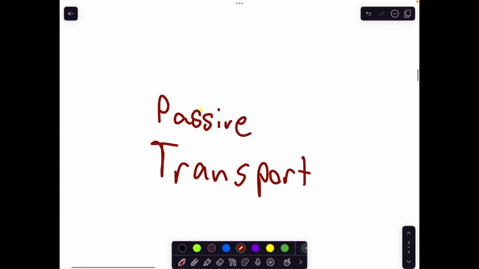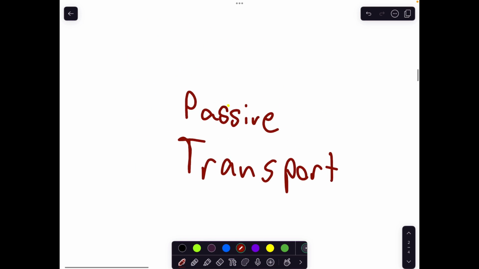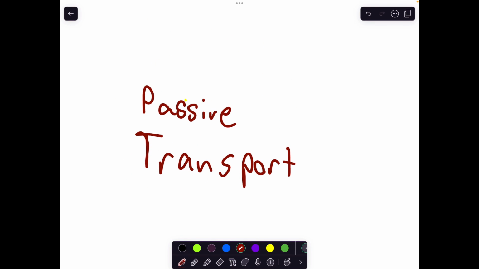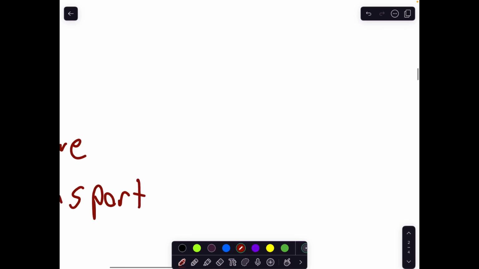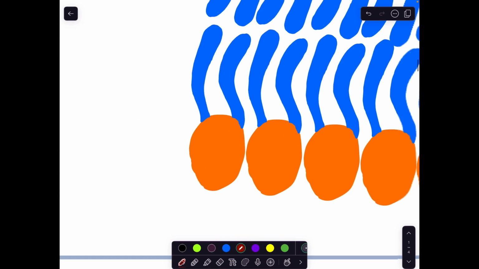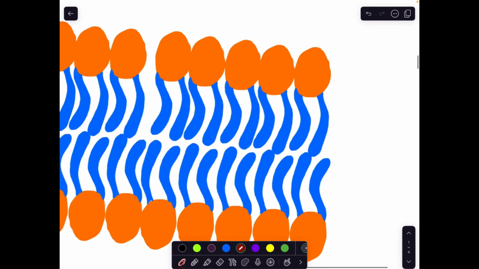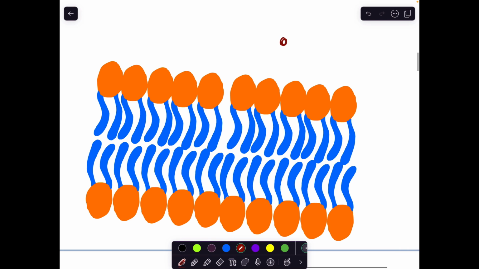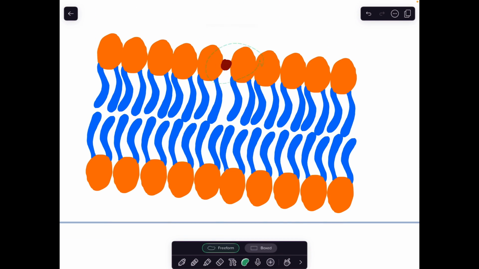The first concept we're going to be talking about today is passive transport. Passive transport is just transport that doesn't require any energy. The first type of passive transport we're going to be talking about is diffusion. So let's have something that's going to be traveling across the cellular membrane. Diffusion would pretty much be this. Let's say this is H2O traveling across the cellular membrane freely, with no energy required. It's just flowing from one side to the other.